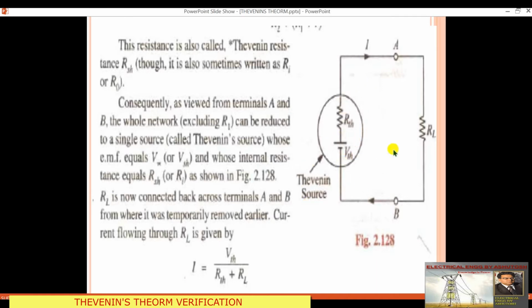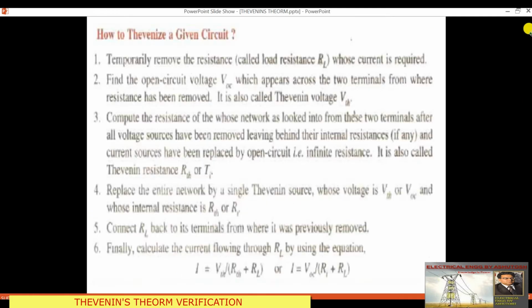Here you can see the Thevenin's equivalent diagram. This is VTH, this is RTH, both are connected in series, and across these two terminals, the load resistance will be connected. So the load current will finally be VTH divided by RTH plus RL. So this is the statement of Thevenin's theorem.